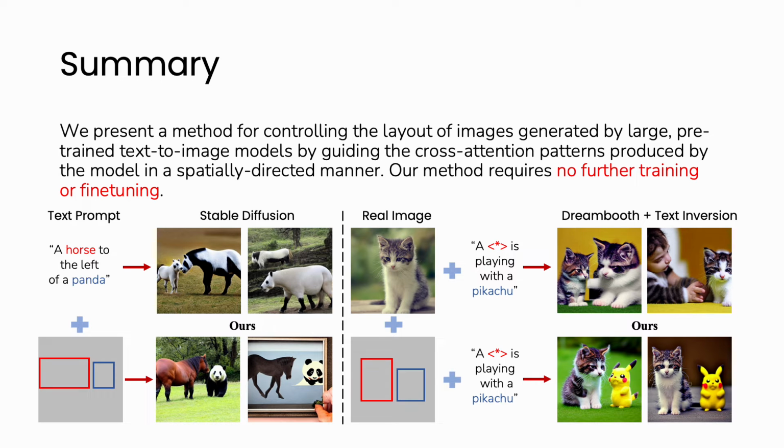So in summary, in this paper, we present a method for controlling the layout of the images generated by large pre-trained text-to-image models by guiding the cross-attention patterns produced by the models in a spatial-directed manner. One big advantage of our method is that it requires no further training or fine-tuning. As shown in the bottom figure, with additional input like bounding boxes, our method can control the layout of the generated images, such as the positions of the horse or the pandas.